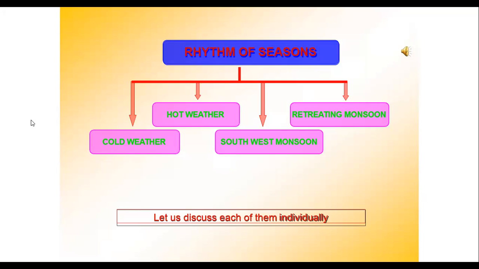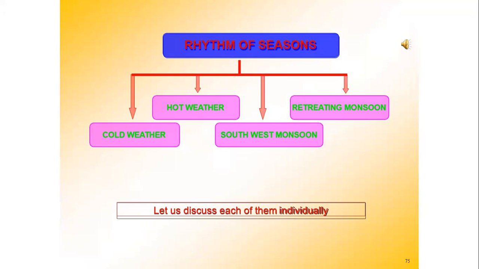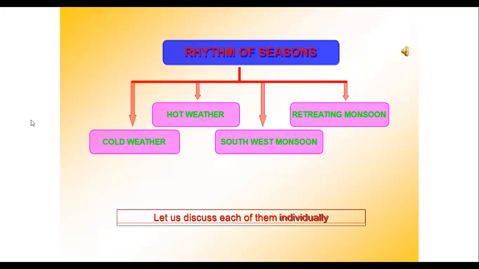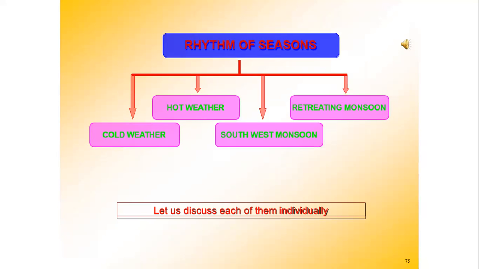How many seasons are experienced in your place? In India, four main seasons can be identified: the cold weather season, the hot weather season, the advancing monsoons, and the retreating monsoon, with some regional variation. Today we will learn about the cold weather season.